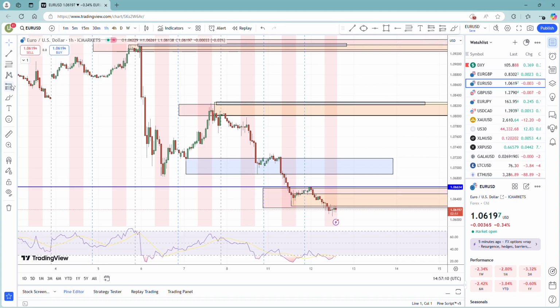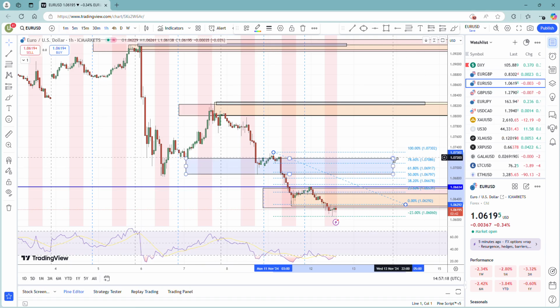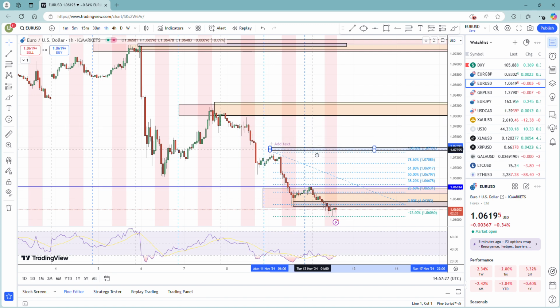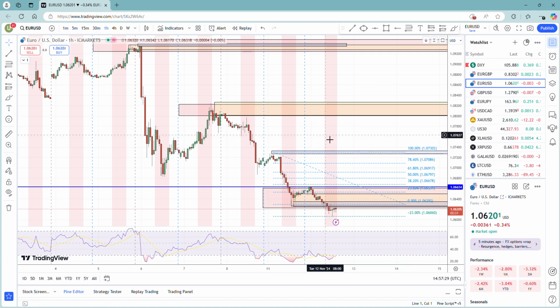Get the Fibonacci retracement tool out. The previous day, get it from the high of the day to the low. Here's your Fibonacci levels for today. I haven't had time to trade today, so I'm doing this at about 2:30, 3 o'clock UK time. As you can see, London session is pretty much about to close soon, so I'm not taking any trades. I'm just showing you how to update the charts on a daily basis.